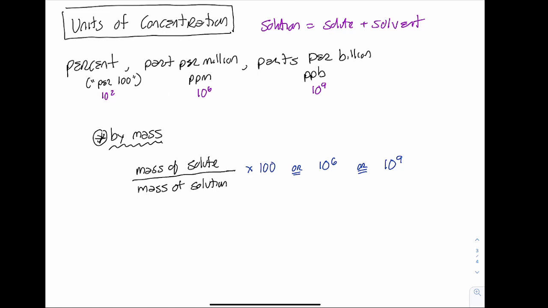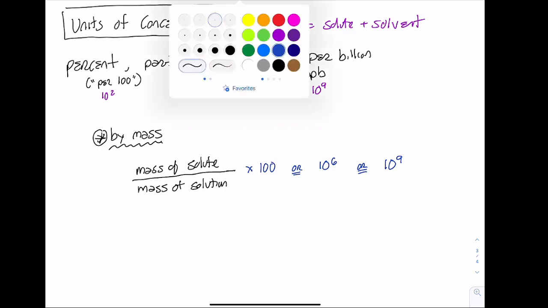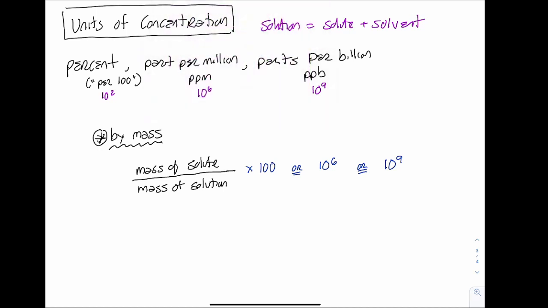So if I'm calculating percent by mass, part per million by mass, part per billion by mass, mass of solute over mass of solution, and then multiply it by its corresponding number, right? Do I want percent? Multiply it by 100. Do I want it out of a million? Multiply it by a million. Do I want it out of a billion? Multiply it by a billion. From a unit perspective, it doesn't matter what they are as long as the units on the top are the same as the units on the bottom, so they cancel.